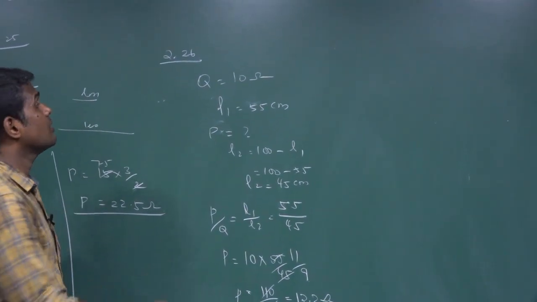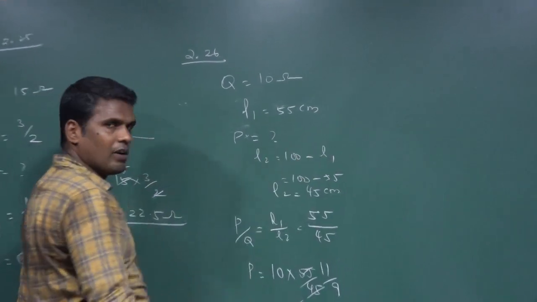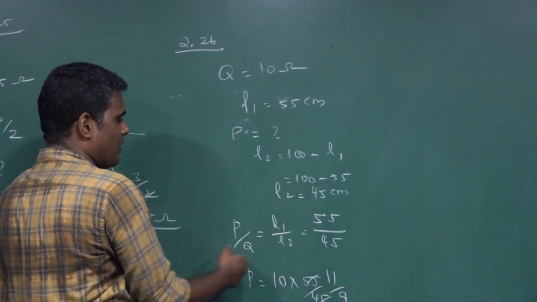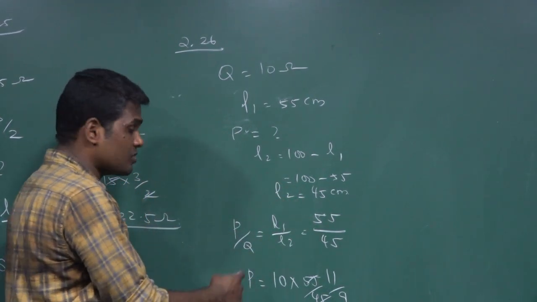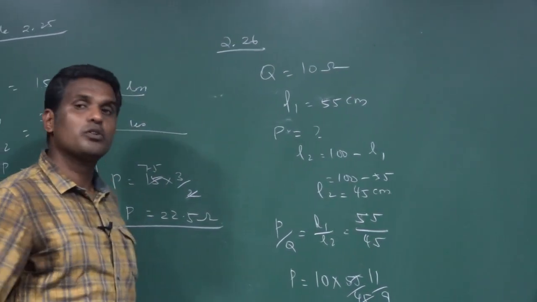So what you are doing is, you are given the value of L1, you are finding the value of L2, which is 100 minus L1. So 100 minus 55 is 45 centimeter. After getting the value of L2, you can easily determine the value of unknown resistance P, which is 10 into 55 by 45, which is nothing but 12.2 ohm.